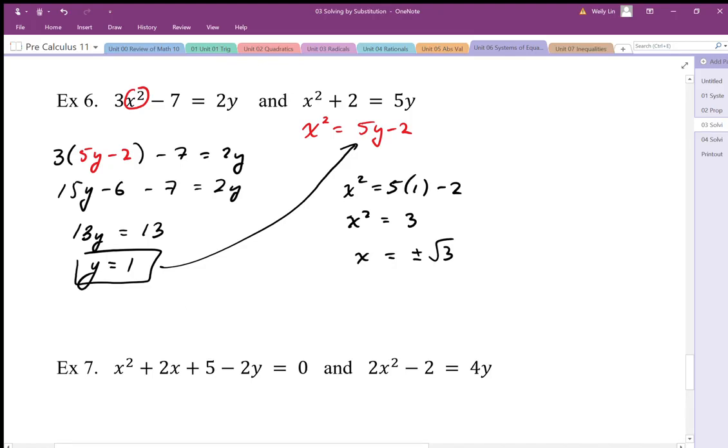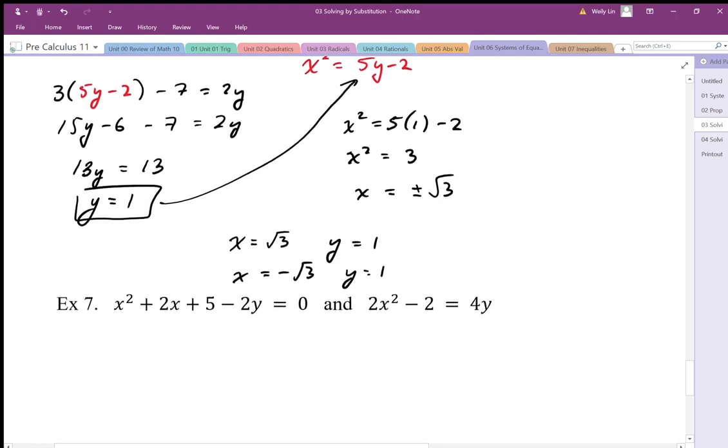Remember, these are two-dimensional solutions. So we have an x and y solution. So root 3, 1, and negative root 3, y equals 1. Okay.